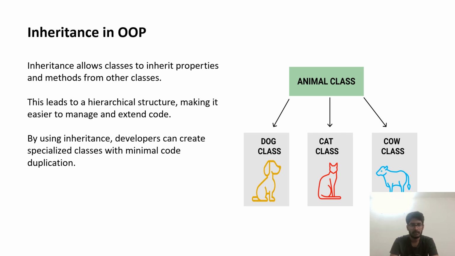Inheritance in OOPs. Inheritance allows classes to inherit properties and methods from other classes. This leads to a hierarchical structure, making it easier to manage and extend code. By using inheritance, developers can create specialized classes with minimal code duplication.